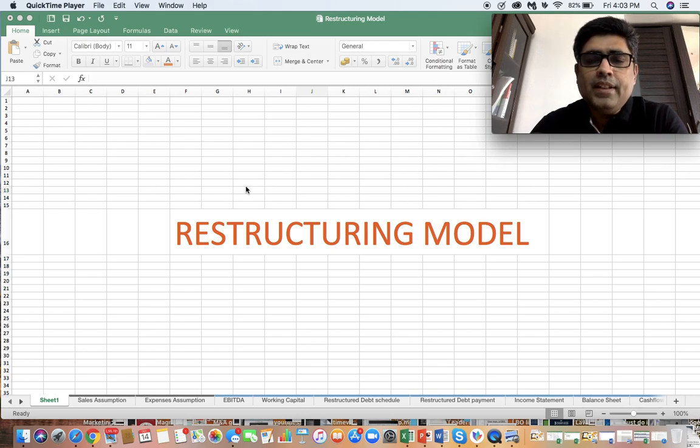So when this company goes with that sort of a structure to the financial institution, the model that gets worked on is called a restructuring model. So I thought of taking you through the different sheets which are generally worked on in a restructuring model and expose you to that, right? So let's look into it.